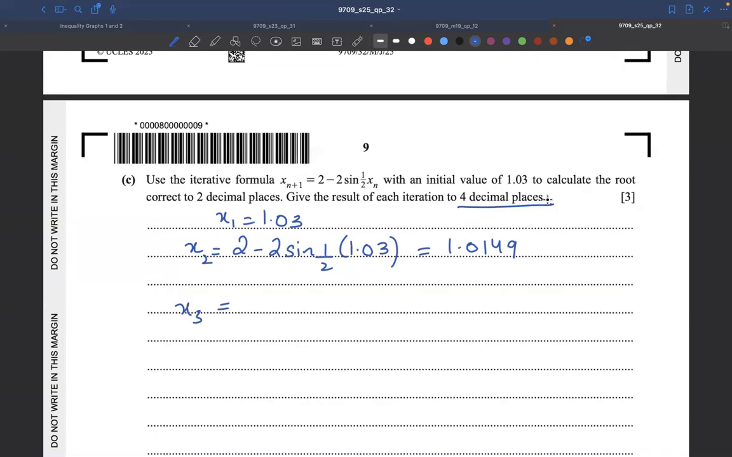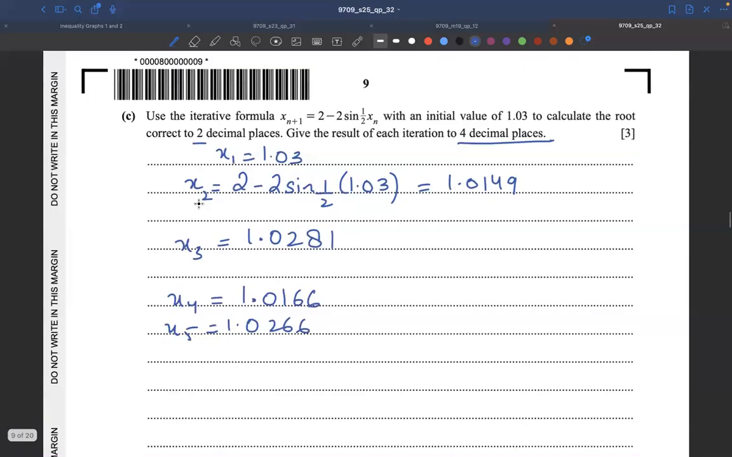So substituting this back into the equation, we'll get 1.0149, and now the third value would be 1.02809, so that will become 1.0281. And then substituting it back into the equation over here, we'll get 1.0281, and now we are getting 1.01658, so 0.0166. Again substituting it back, so now we are getting 1.0266, and we have to make sure that we get our answer correct to 2 decimal places.